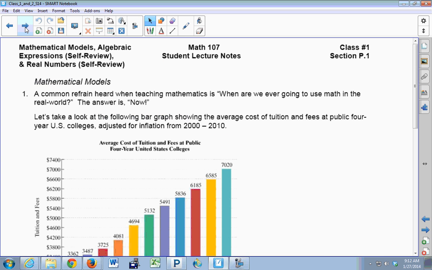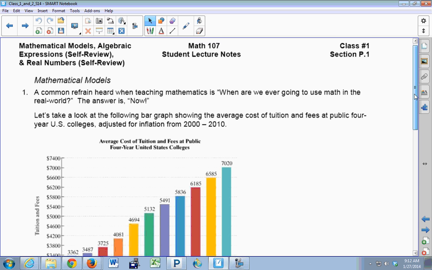So here's our very first. So today you see there are 3 topics covered in P1. We're going to focus on mathematical models. Okay, that's our focus today. How to evaluate an algebraic expression you could do after math introductory algebra. So I'm not going to focus on that. And real numbers I'll talk a little bit about depending on how much time we have.